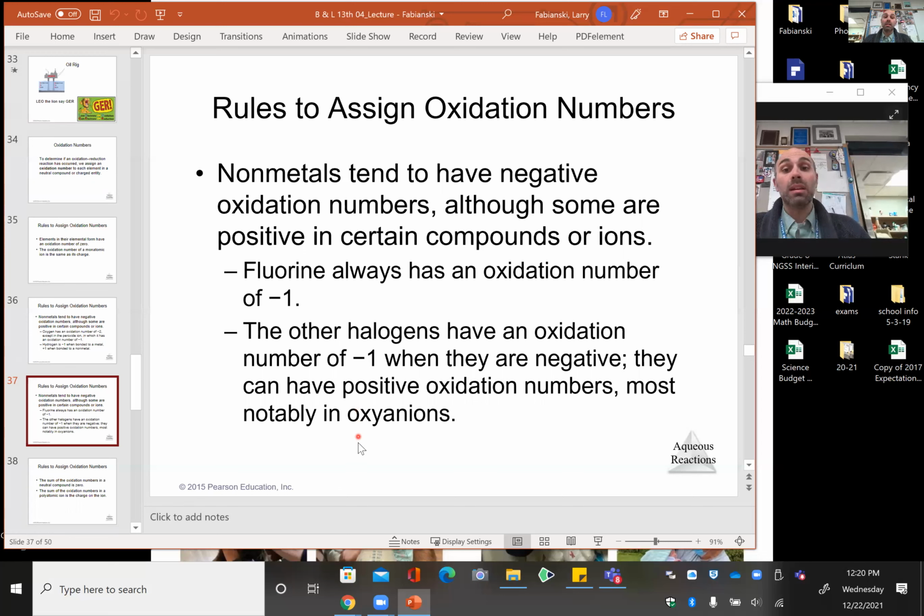Most notably in oxyanions, so when they're bonded with oxygen. So we've seen some of this in our Lewis structures when we look at formal charges. They're starting to pick up some charges.